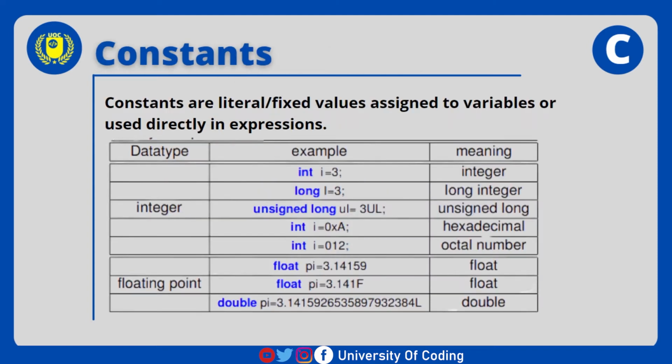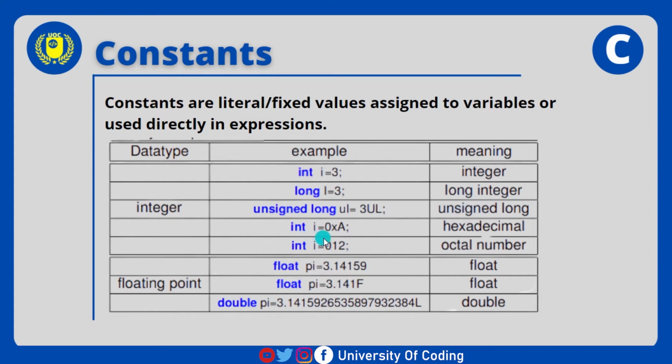Now let us discuss the constants. So what are constants? Constants are fixed values assigned to variables or used directly in expressions. See here, int I is equal to 3, which means it is an integer. Here long L is equal to 3, which is a long integer. Here unsigned long UL is equal to 3UL. So L for long, U for unsigned. You have to suffix UL for unsigned long. Then it will be considered as unsigned long.